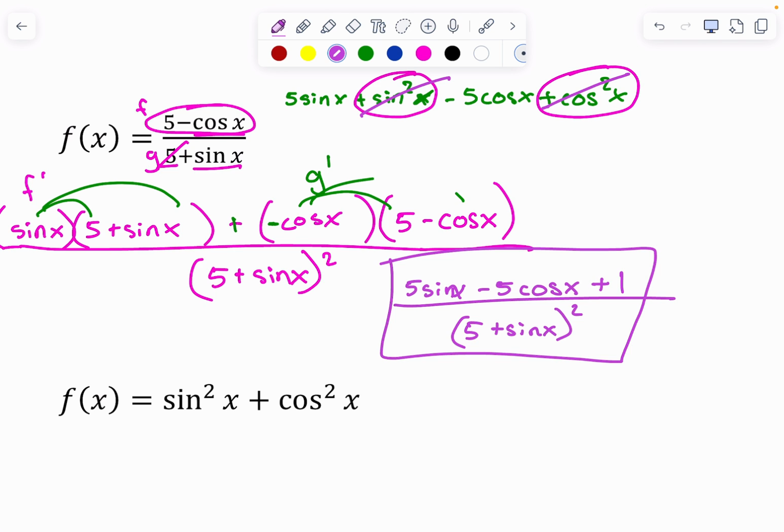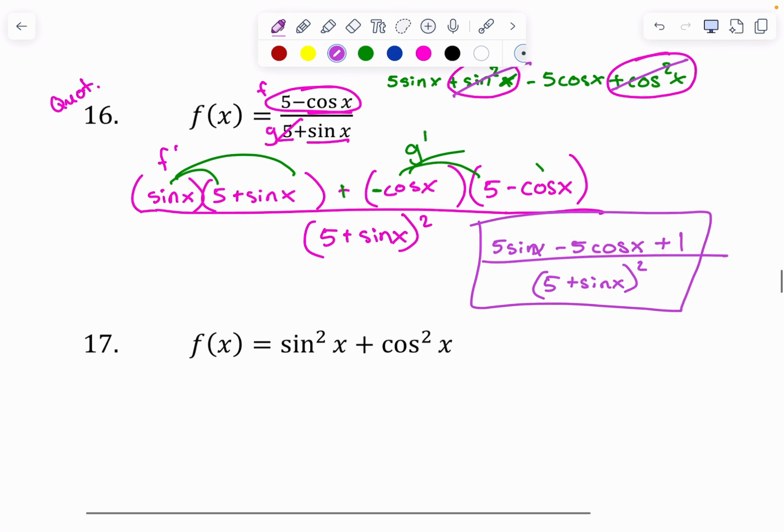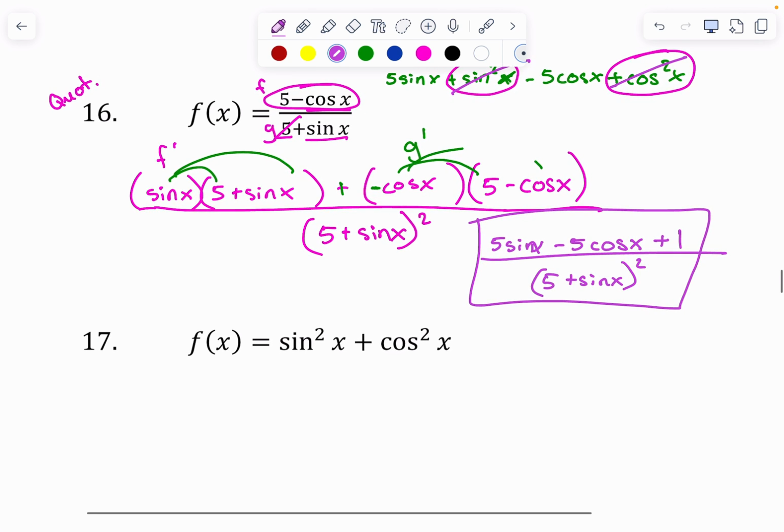All right, the third one, 17. Sine squared x plus cosine squared x. This is where the fun begins. What are we going to do? It equals 1, right? You could do the product rule, or you could do the power rule. This guy is 1, so the derivative is 0.